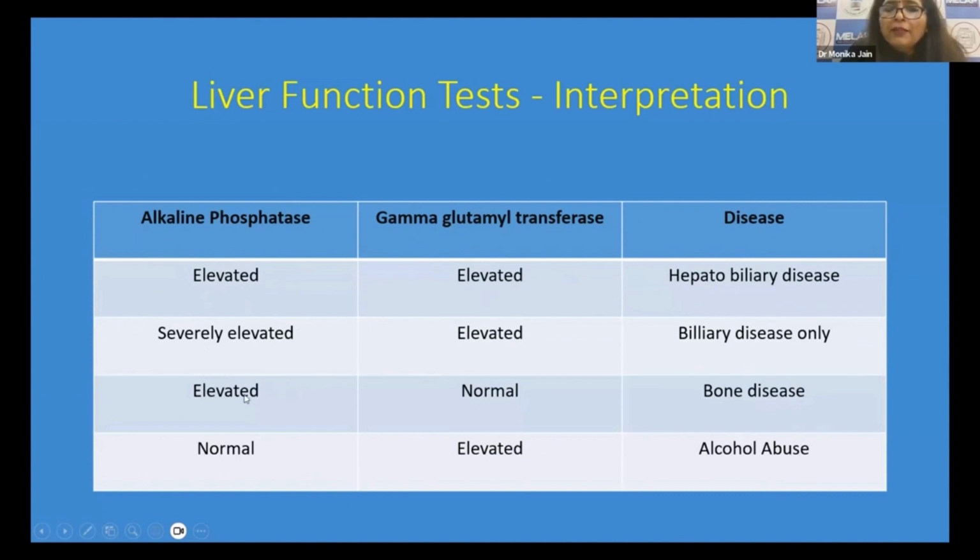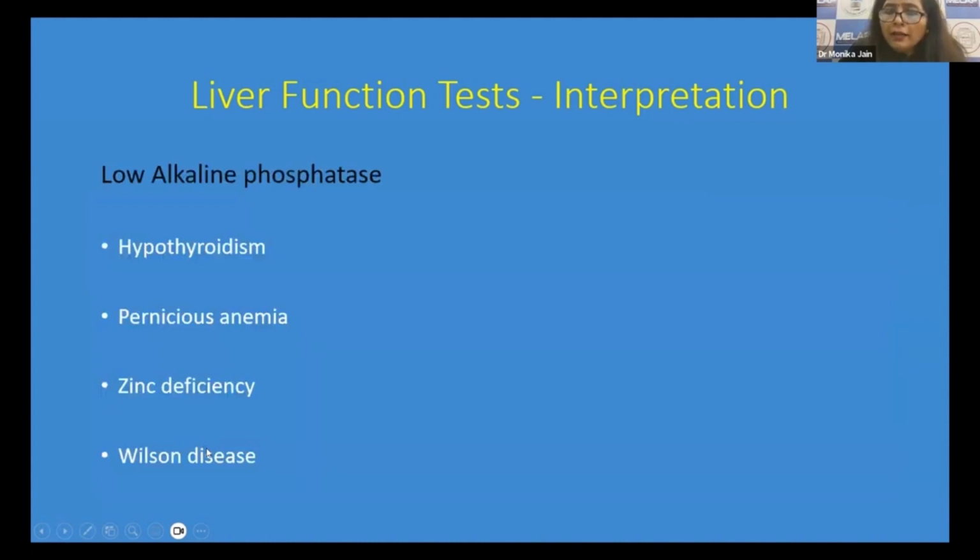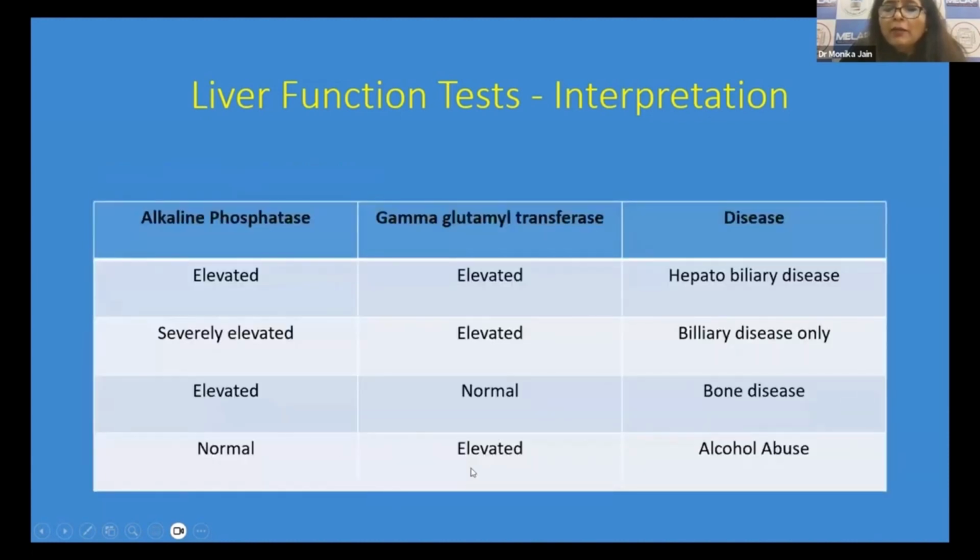If ALP is elevated and gamma GT is normal, look for bone disease. And if ALP is normal and only gamma GT is increased, then probably the cause of the problem is alcohol induced. So just by looking at the LFT, if a patient has only raised gamma GT, think that probably the patient is consuming alcohol.